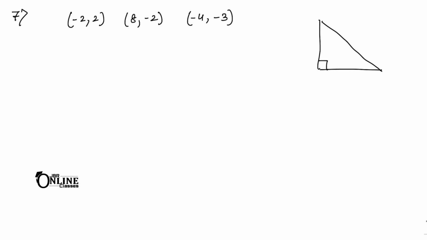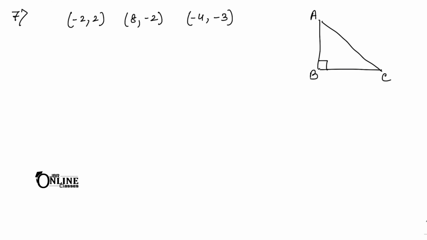So here, without using Pythagoras theorem, show that the points, the first point (-2, 2), second point (8, -2), and third one (-4, -3) are the vertices of a right angle triangle. So all of you know this one is a right angle triangle, and if here A, B, C, these are the three vertices. So here AB and BC are perpendicular to each other.